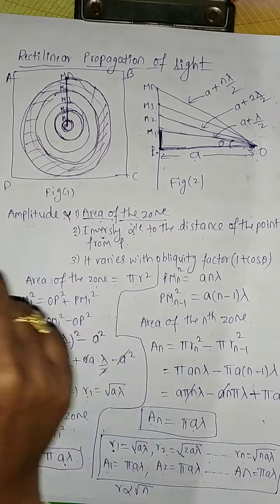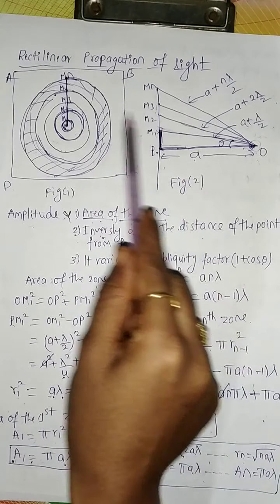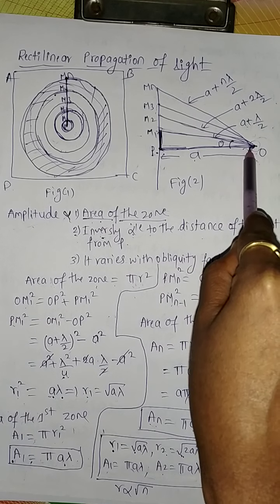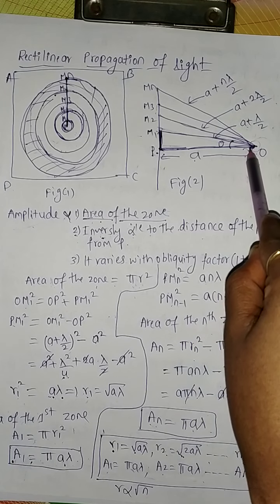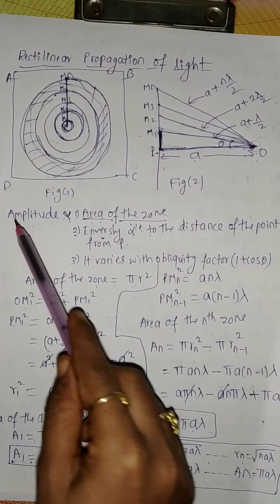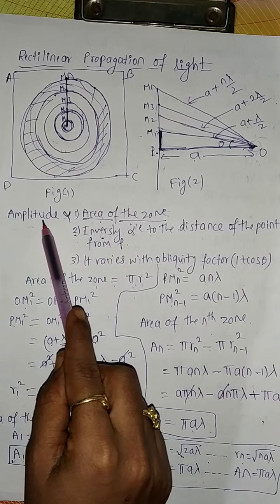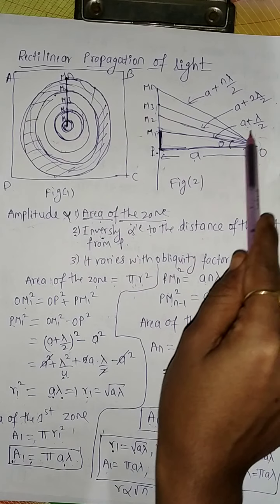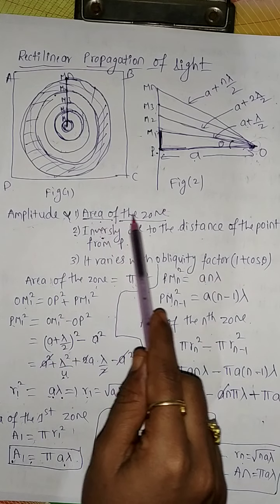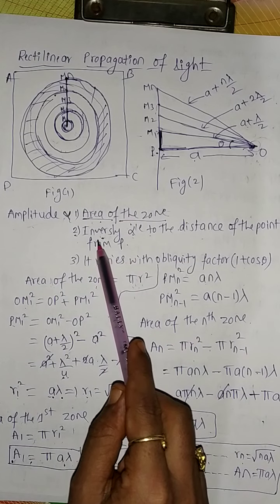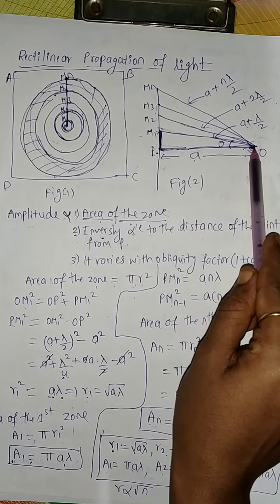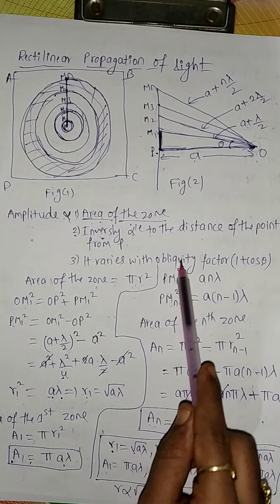When rays come from all these zones, they are going to meet at the point O, and they will give a certain amplitude, which is nothing but the brightness we will get. So we are talking about that amplitude. The first thing we should understand here is that the amplitude at point O depends upon three values. First, it depends upon the area of the zone. Second, it depends upon the distance of the zone from a particular point. And third, it varies with the obliquity factor.